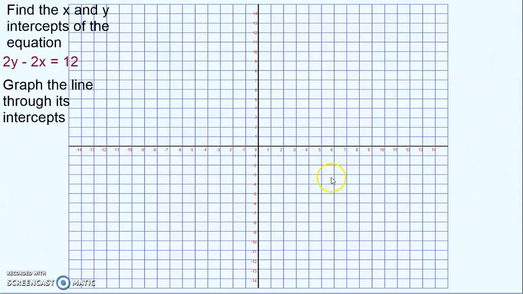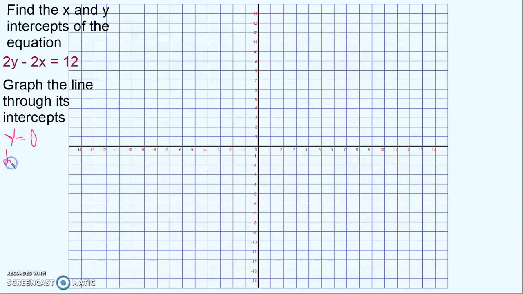Okay, so now we have: find the x and y intercepts of the equation 2y minus 2x is equal to 12 and graph the line through its intercepts. So first thing we want to do is solve for the x-intercept. Remember, the x-intercept is when y equals 0. So we're going to plug 0 in for y into the original equation.